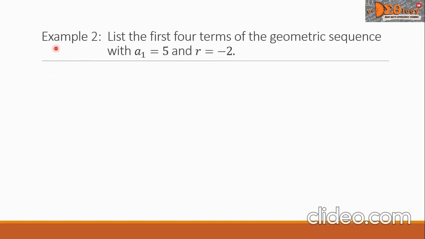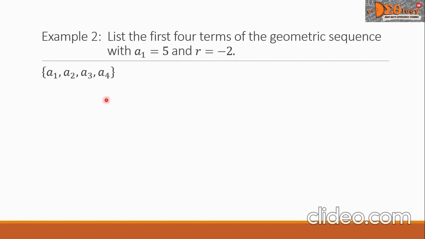Let us have example 2. List the first 4 terms of the geometric sequence with a sub 1 equals 5 and r equals negative 2. Here we have the general picture of a geometric sequence with first 4 terms listed as a sub 1, a sub 2, a sub 3, a sub 4.